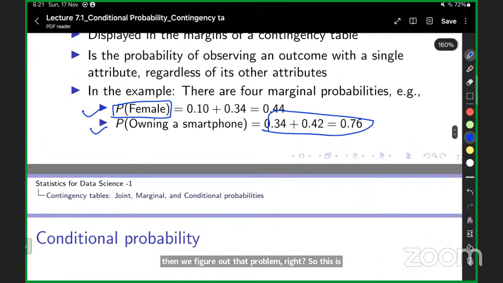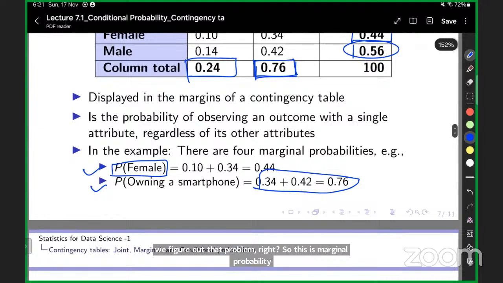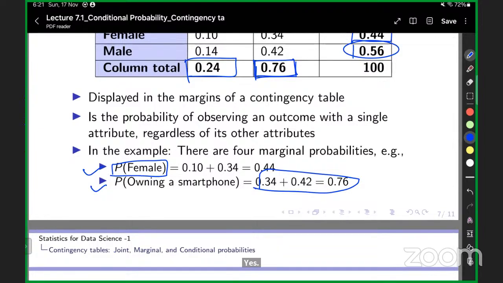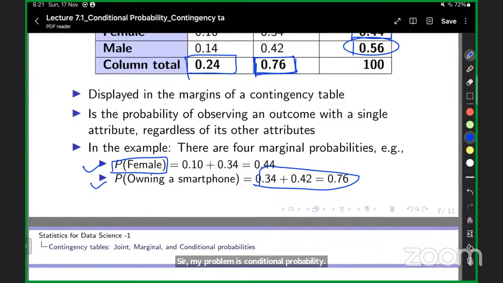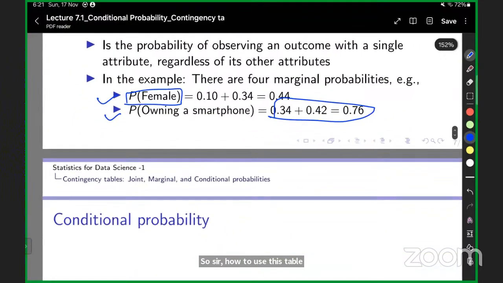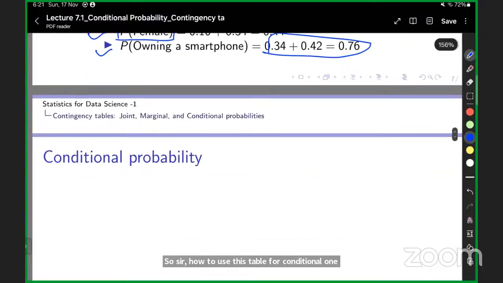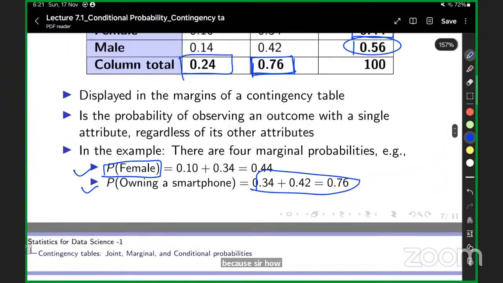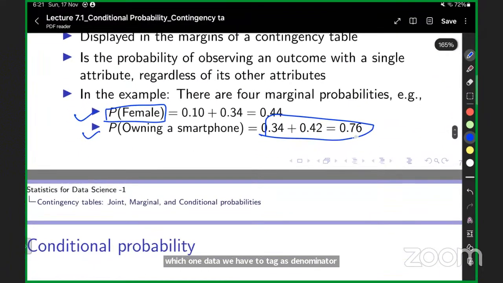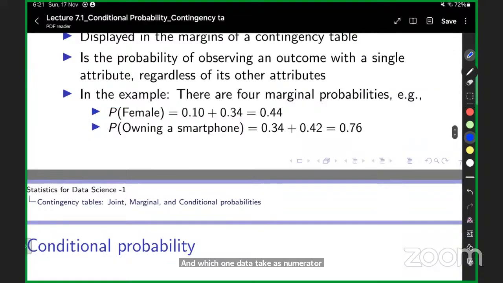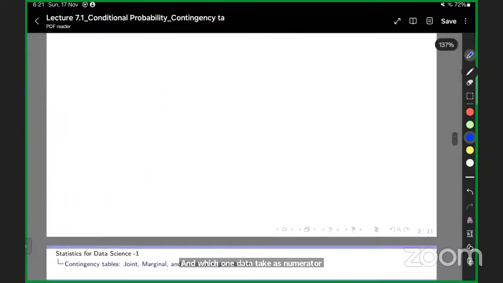Sir, my problem is in conditional probability. How do we use this table for conditional probability? Which data do we take as denominator and which as numerator? That is confusing. Yeah, no issues, we'll cover that.